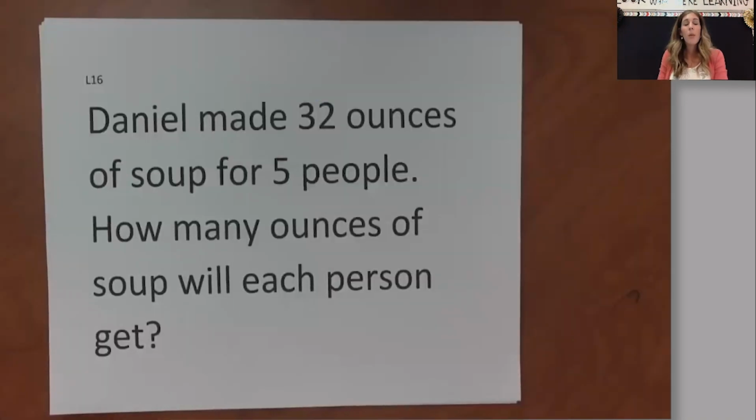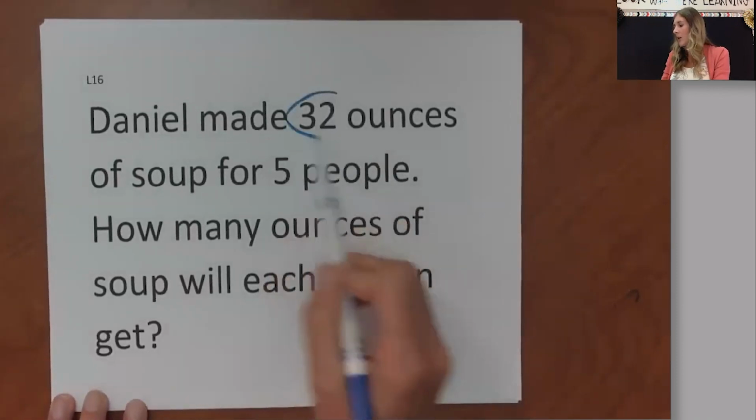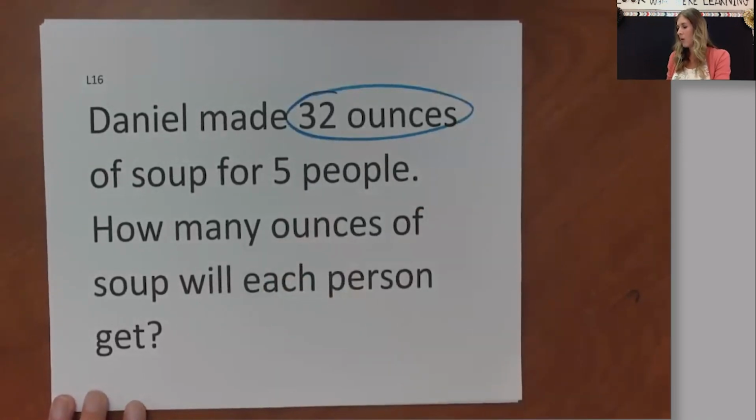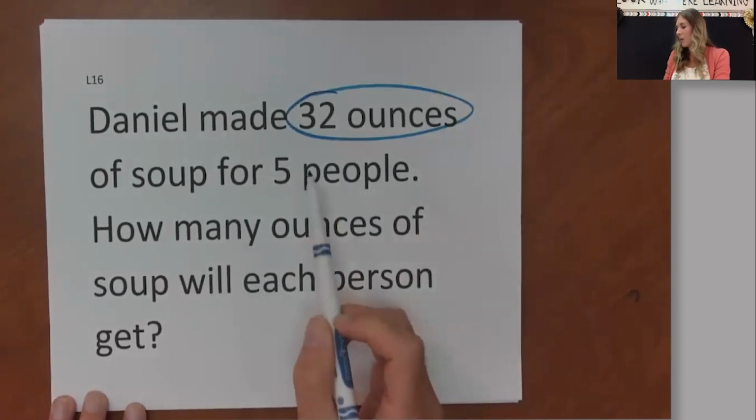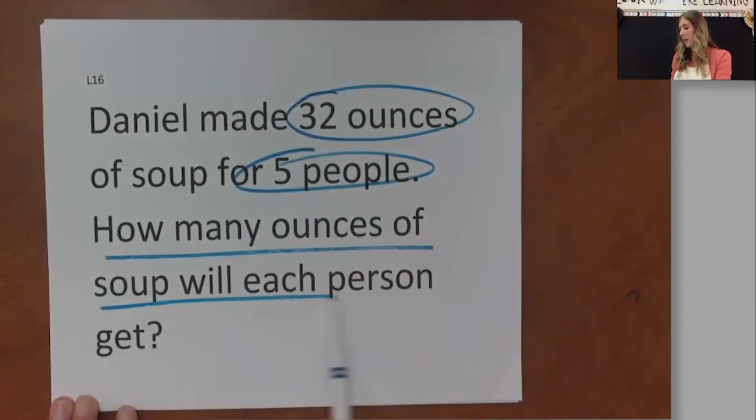Work through this problem with me as I think aloud. Daniel made 32 ounces of soup for 5 people. How many ounces of soup will each person get? Okay, so I know that he made 32 ounces in total and that he wants to be able to serve 5 people. So I'm trying to figure out how many ounces of soup each person will get.